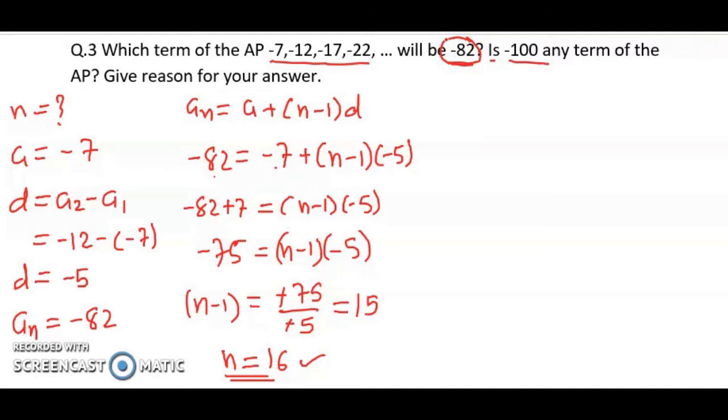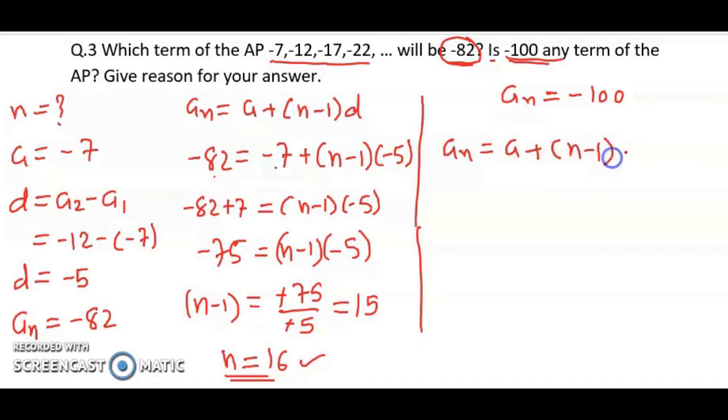Now the second question, is minus 100 any term of this arithmetic progression? So let's take an equal to minus 100 and let's find out the value of n. So again put the same formula, an equal to a plus n minus 1 d. An we will take minus 100, a is minus 7 plus n minus 1 and d is minus 5.